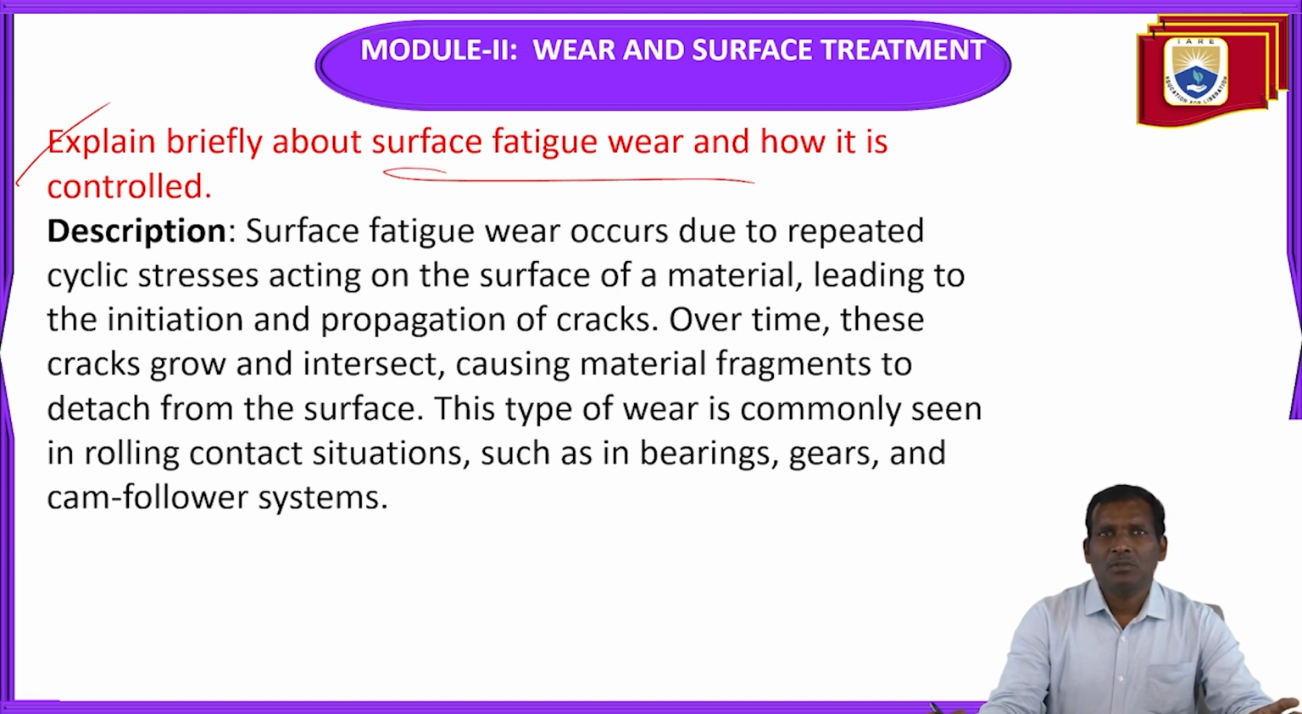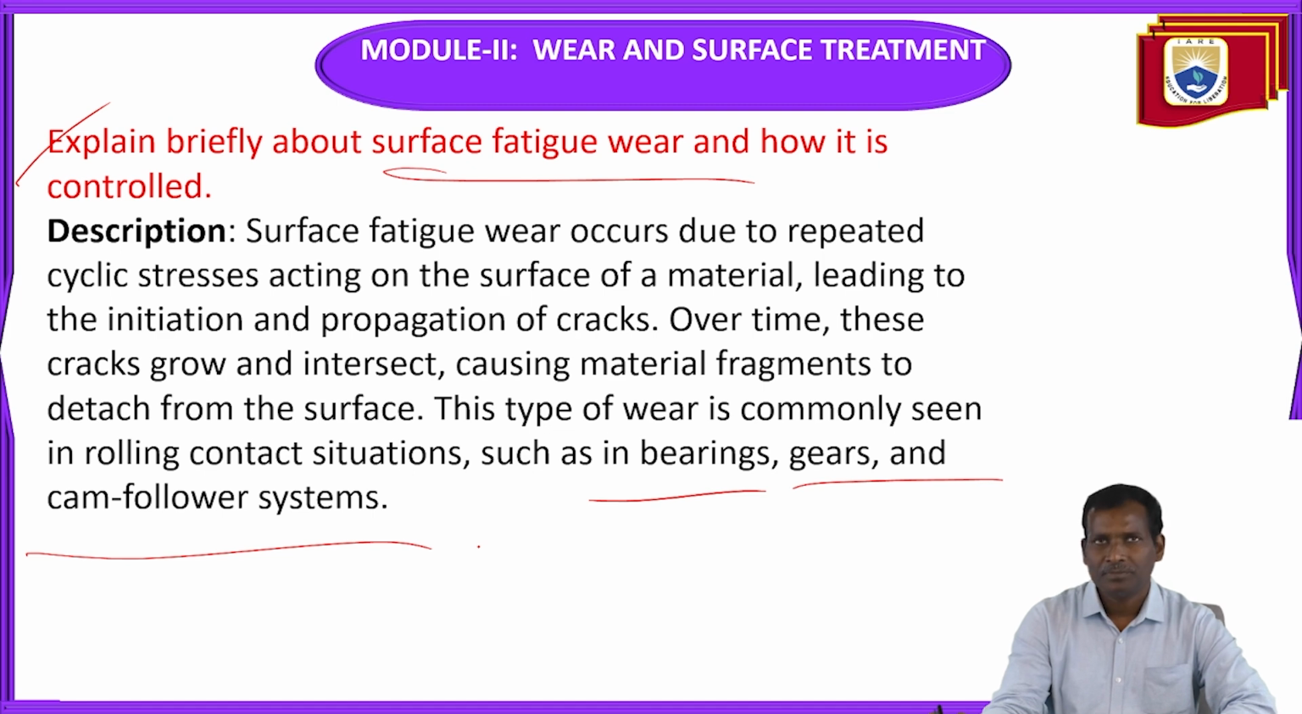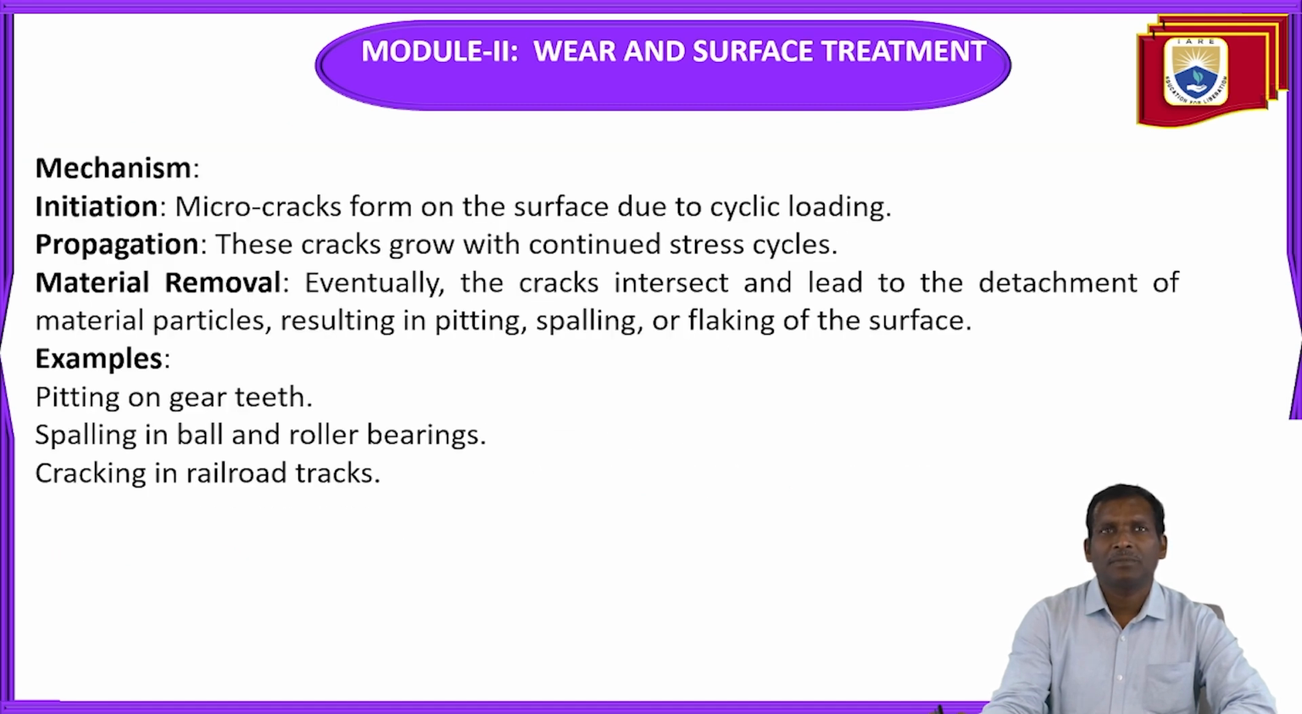It leads to initiation of a crack, and over time these cracks grow and intersect, causing material fragments to detach from the surface. This type of wear is commonly seen in rolling contact situations, such as in bearings, gears, and cam follower systems. The mechanism is micro crack initiation: the micro cracks form on the surface due to cyclic loading.